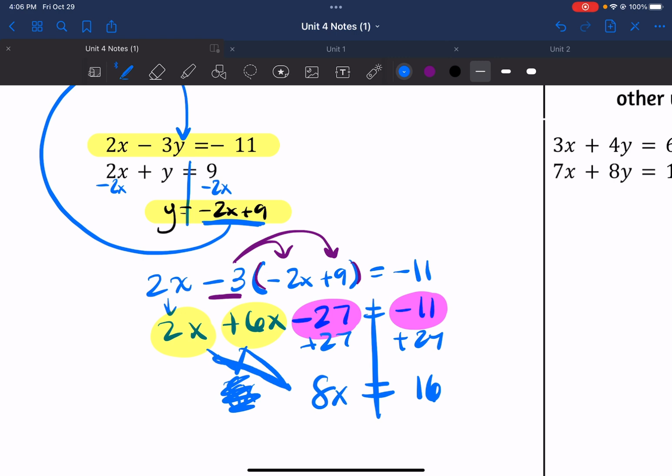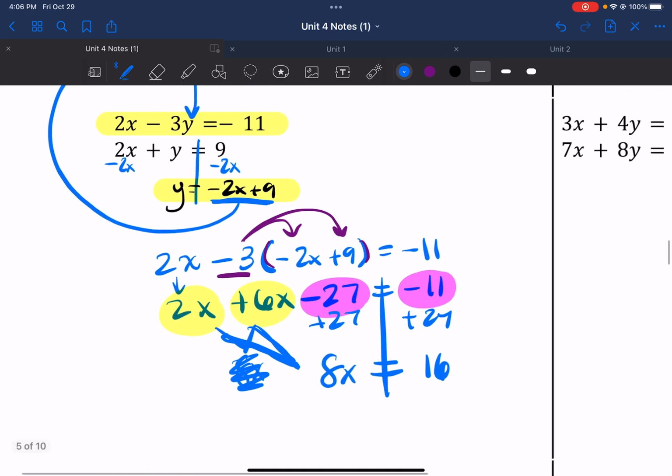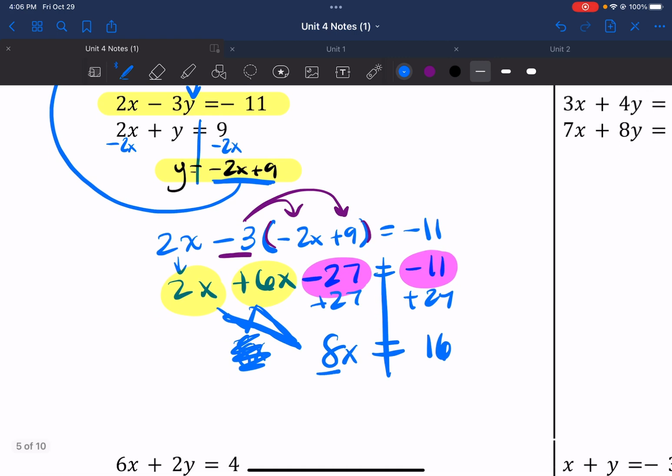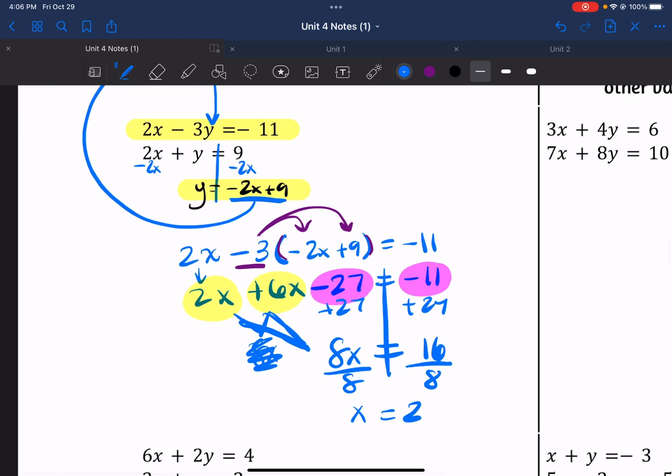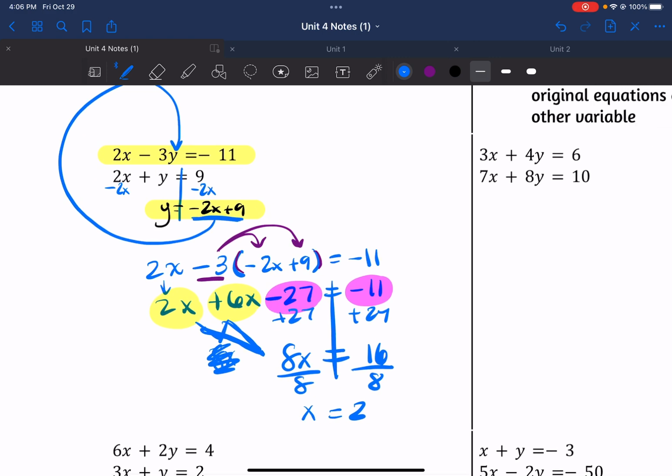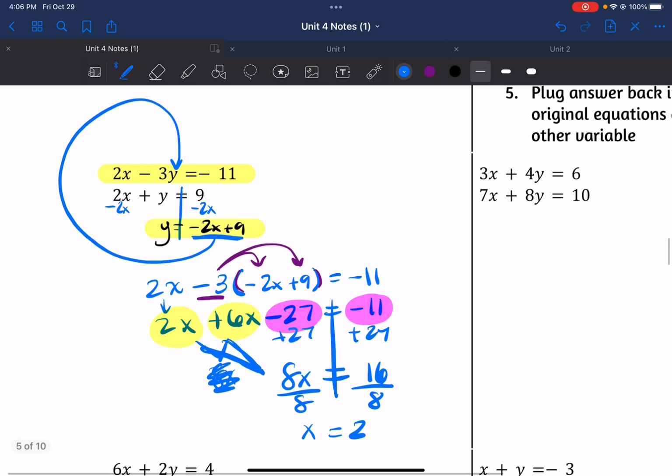All right, last step, I need to solve for x, so I'm going to divide by 8. Divide by 8, x is equal to 2. All right, now x equals 2. Now what we do with this is, I know the solution. I know my solution's x value is 2.